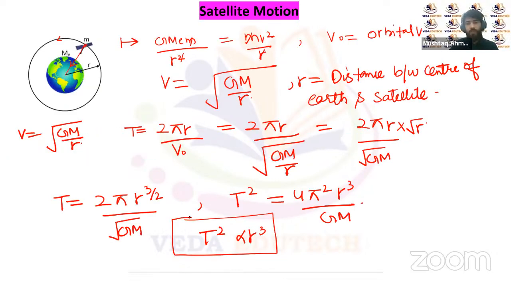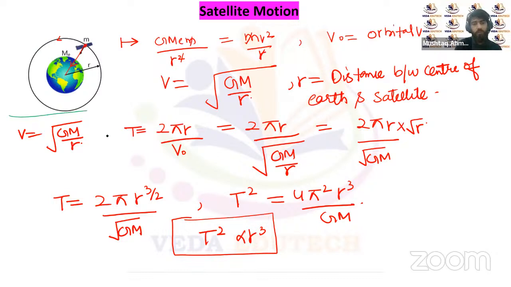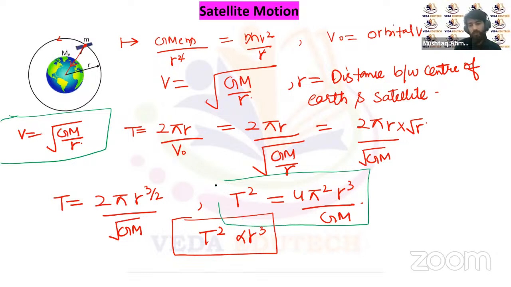So this is the time period of the satellite, and the square of the time period is proportional to the cube of the distance of this satellite from the center of the Earth. So this is how we can find out the orbital velocity, and this is the time period of the satellite.